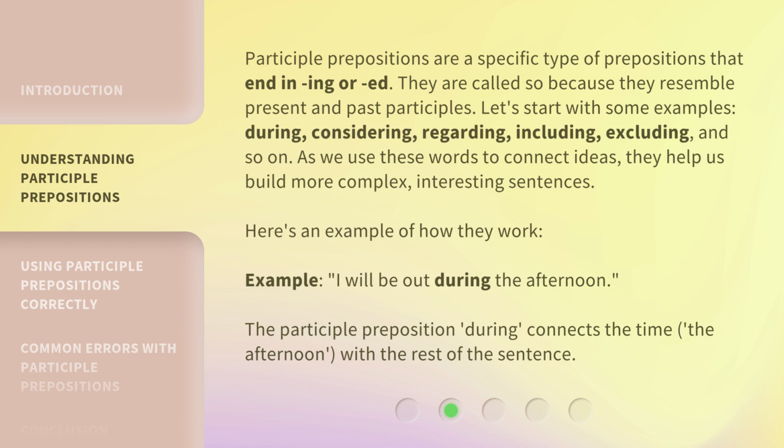Participle prepositions are a specific type of prepositions that end in -ing or -ed. They are called so because they resemble present and past participles. Let's start with some examples: during, considering, regarding, including, excluding, and so on. As we use these words to connect ideas, they help us build more complex, interesting sentences.